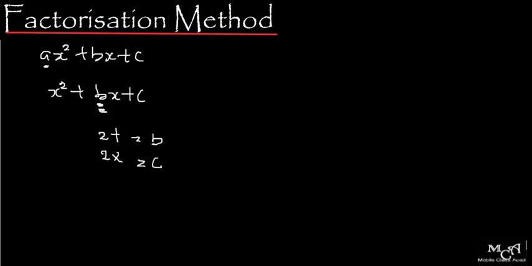Let me take that again. I said in factorization method, when the value of our a is 1 and we're given an equation to factorize, what we are expected to do is to look for two values to replace the value of b, such that when the two values are added, it's going to give us b. And when the two values are multiplied, it's going to give us our c.